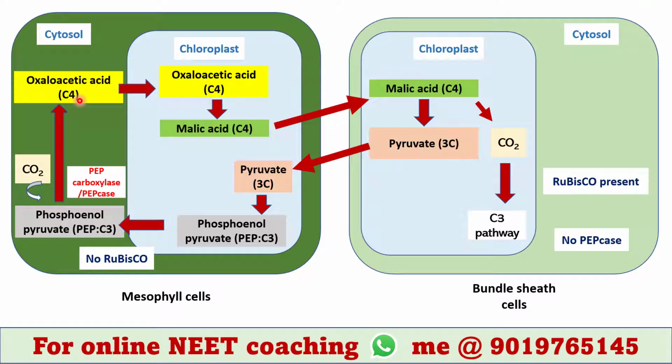Oxaloacetic acid then moves to the chloroplast stroma from cytoplasm and forms 4-carbon malic acid in the mesophyll cell itself, which is transported to the chloroplast stroma of the bundle sheath cells. Here, this malic acid is broken down to release CO2 and pyruvate.